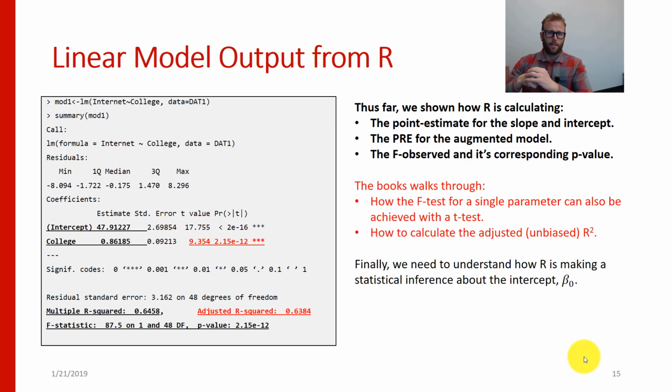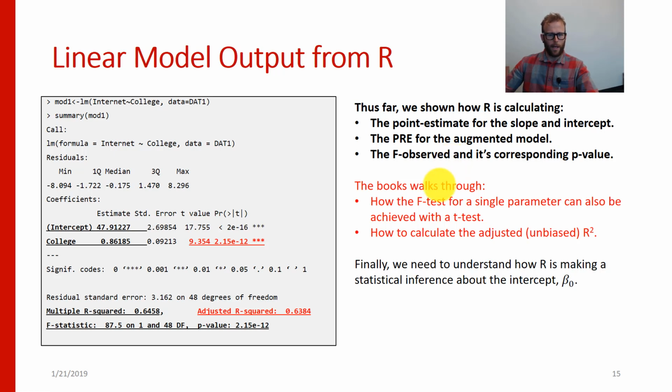We can compare this then to the linear modeling output that we get from R to show you the things that we've calculated by hand and how it corresponds to what we get out of R, and then some of the things that we haven't actually calculated yet. So the black and bolded text are the things that we get out of R that we've already shown you how to calculate by hand.